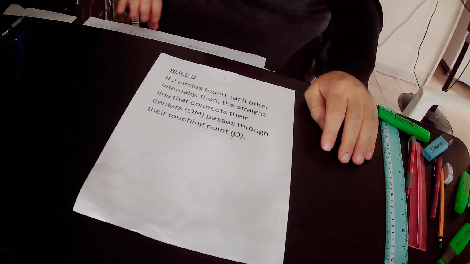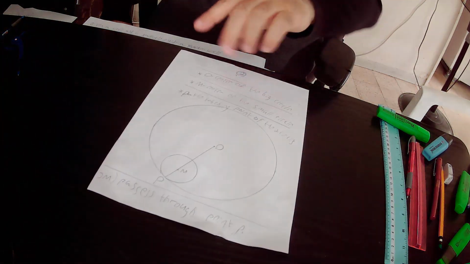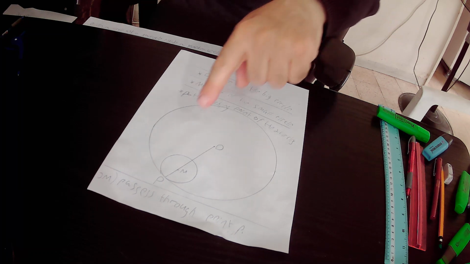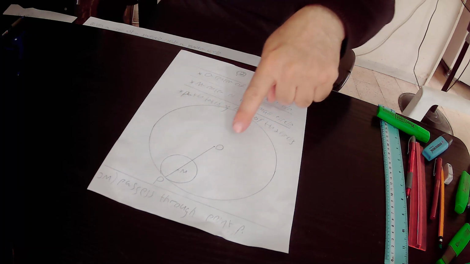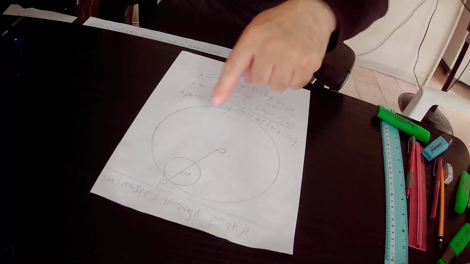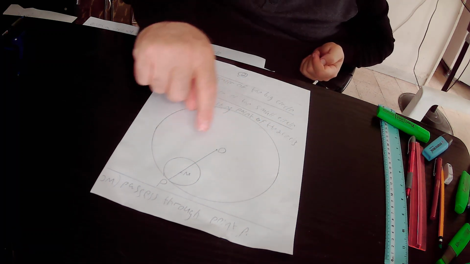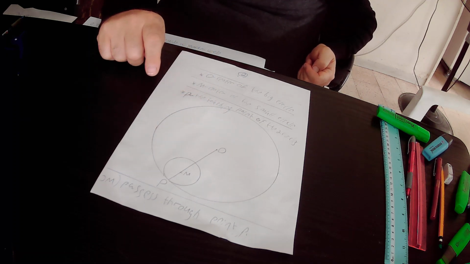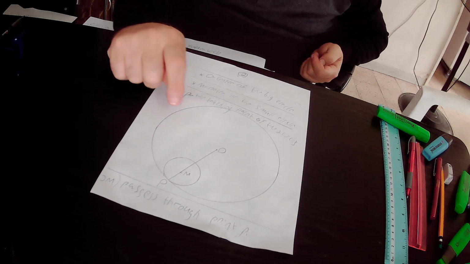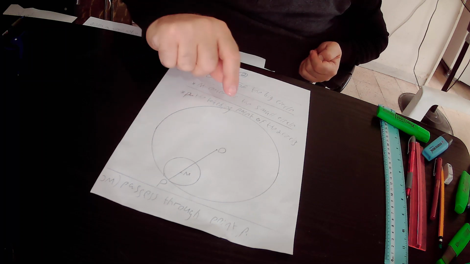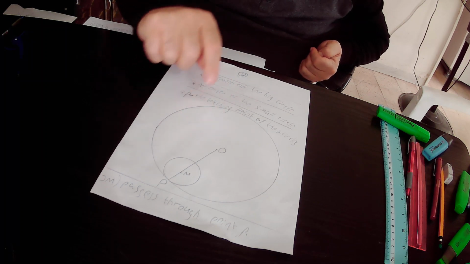if two circles touch each other internally, then the straight line that connects their centers together passes through their touching point. So in the drawing we have two circles, they touch each other internally at point P. The center of the big circle is at point O. The center of the small circle is at point M, and the straight line that connects their centers together is of course the straight line OM. So the straight line OM must pass through point P, that is their touching point. OMP is one straight line. Again, OMP is one straight line.